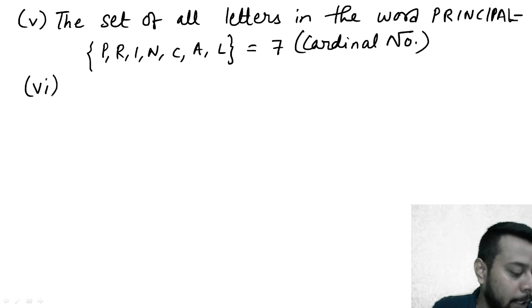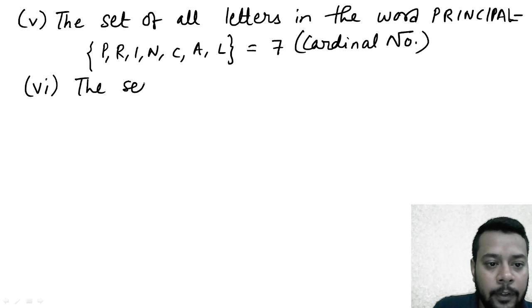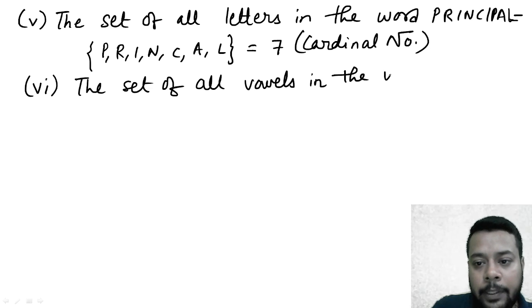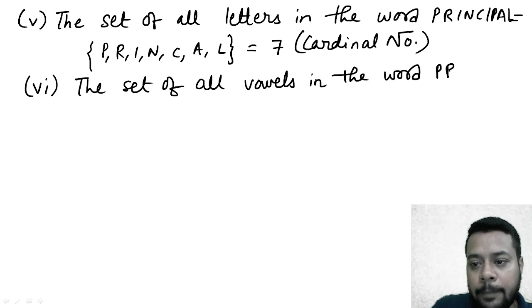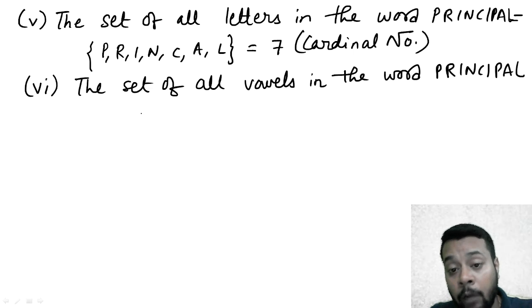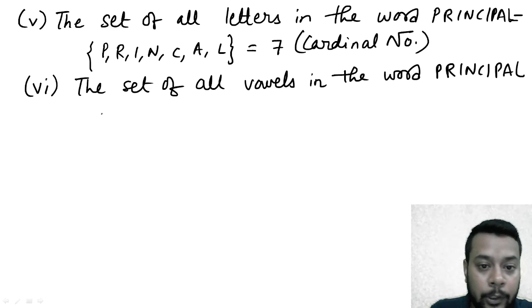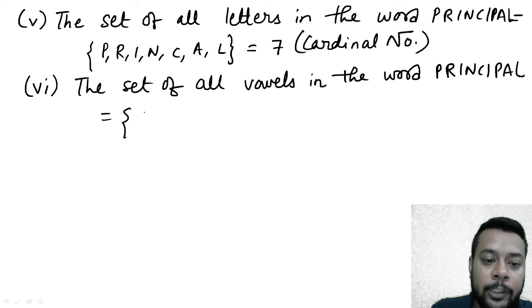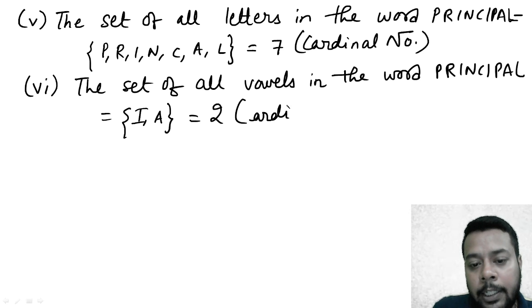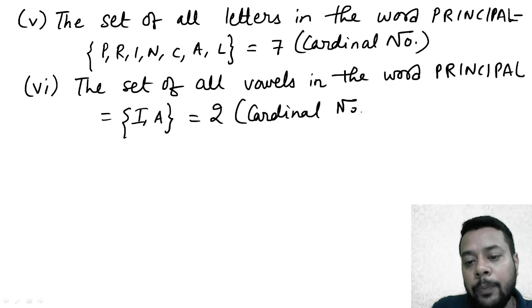Coming to the last subpart, number 6. The set of all vowels in the word principal. This is very easy after that previous question. We know there are only 2 vowels in this word, I and A. So the cardinal number here will be only 2.